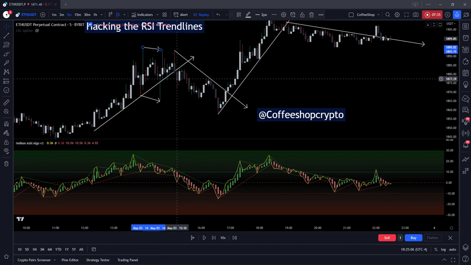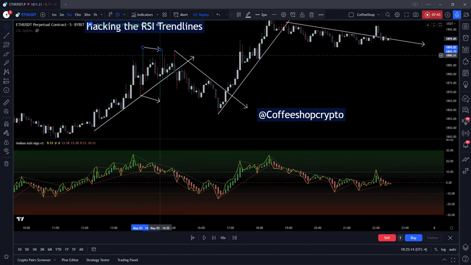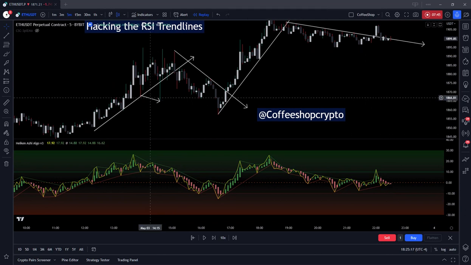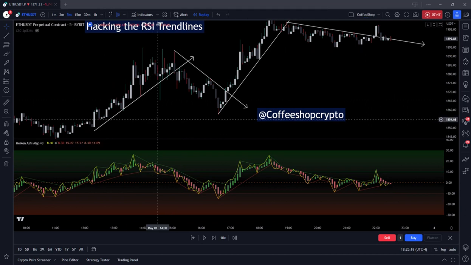So here's the new trend, but this is where the trend is actually broken, where the momentum actually shifts to the downside. And that shows up when you get an RSI break at the same time you get a trend line break of your price. Okay?